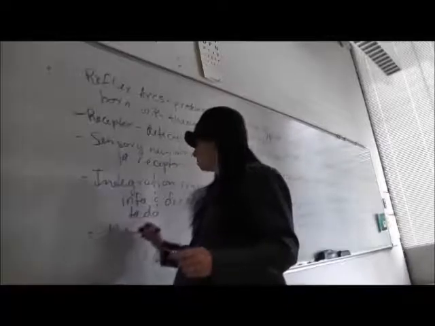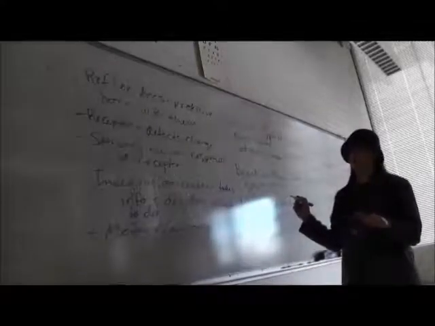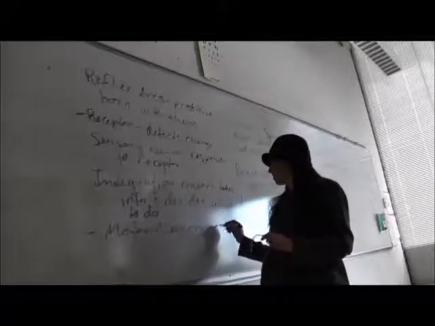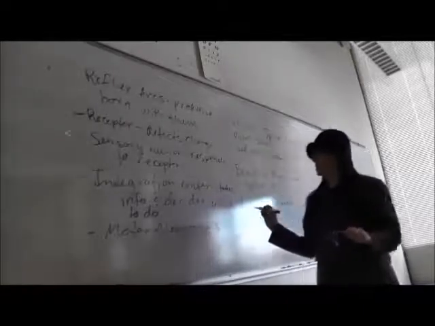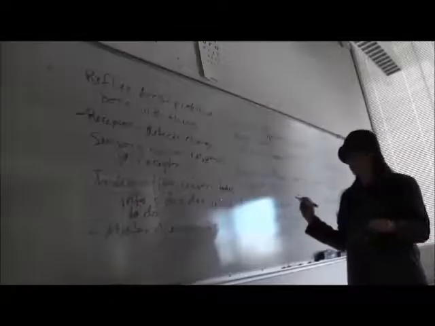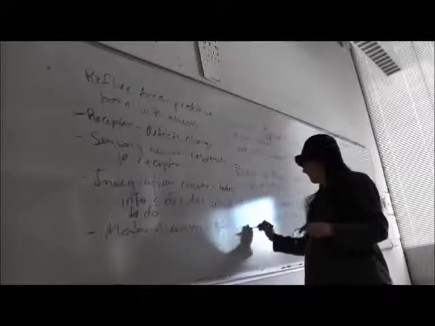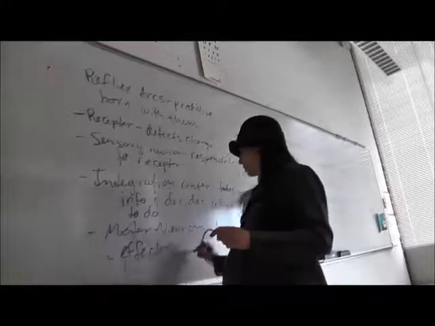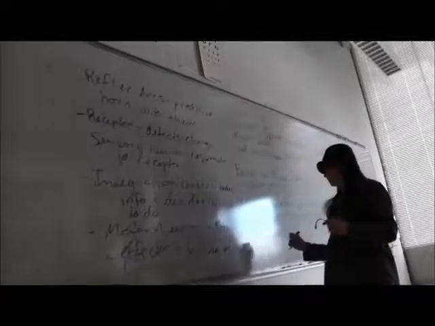Then we have a motor neuron that's going to carry out the desires of this integration center by stimulating an effector, which brings about the change. So our integration center is going to tell the motor neuron what to do. So it will stimulate our effector. And our effector is going to bring about change, to move us away from whatever this receptor is detecting.